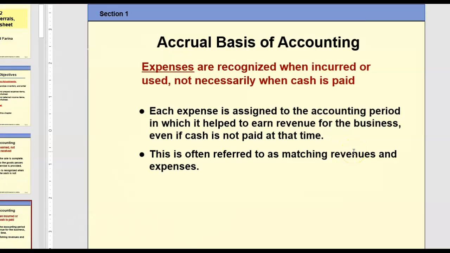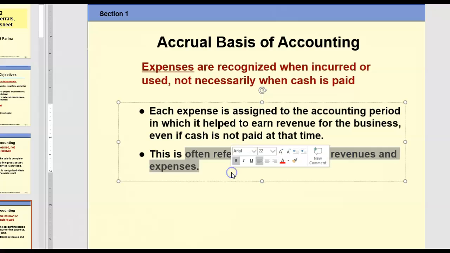Expenses. Now, what about expenses? Each expense is assigned to each accounting period. Okay, so what they do is if you prepay an expense or anything like that, you need to assign it then to each month. It's referred to as matching the revenue with the expenses.